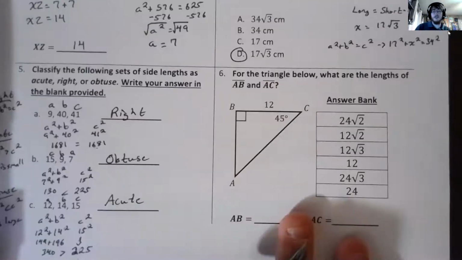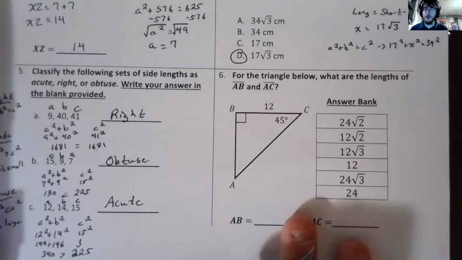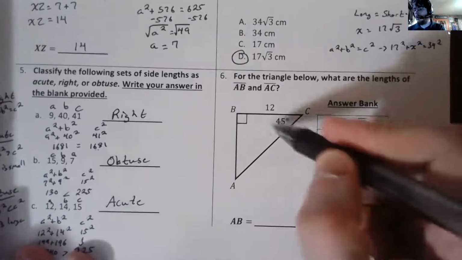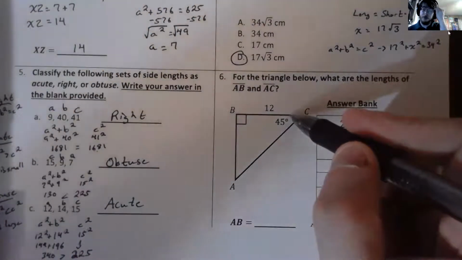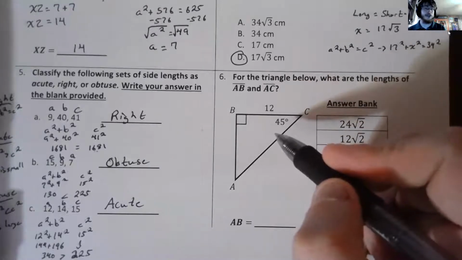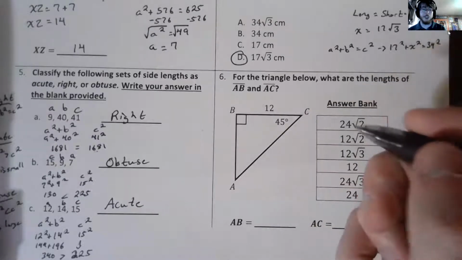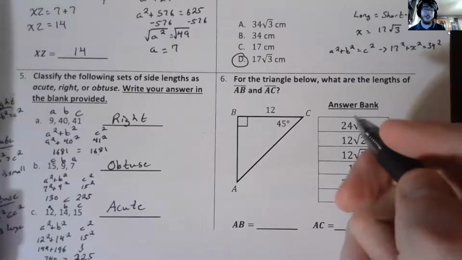And number 6, for the triangle below, what are the lengths of AB and AC? So again, we're only given one angle and one side. So feel free to use trig on this. If you want to use trig, by all means, go for it. I'm going to use the special right triangle properties because we'll be using trig later in the video.